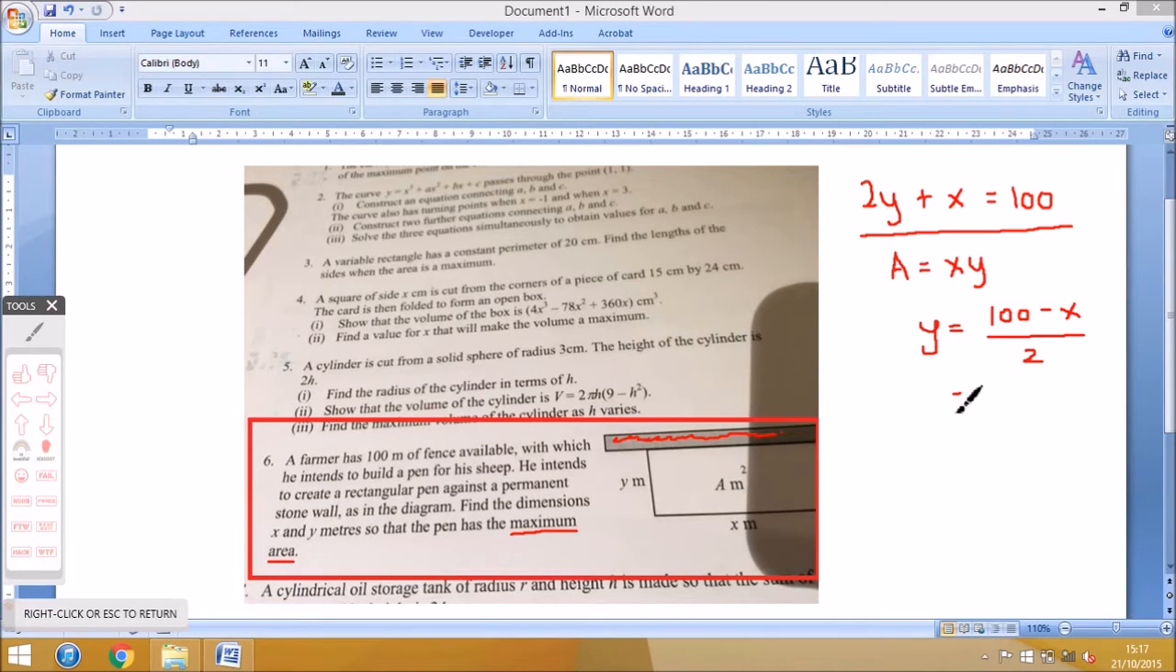What I can do is partition that fraction, separating it into two terms. So we'll have 100 over 2 minus x over 2, or 100 over 2, which is just 50, minus x over 2.